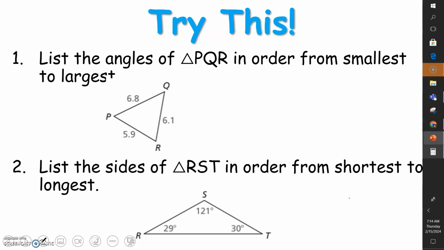All right, go ahead and give it a go. List the angles of triangle PQR in order from smallest to largest. And list the sides of triangle RST in order from shortest to longest. Check in with Ms. Curtis to see if your answers are right. Pause the video to give it a try.